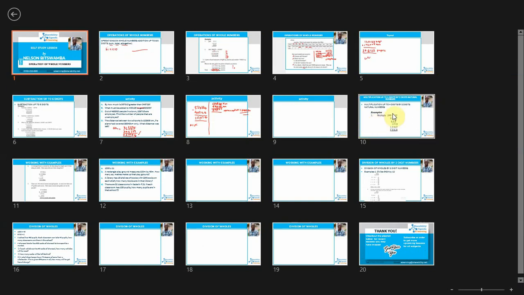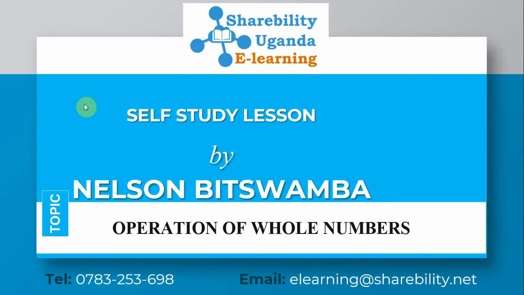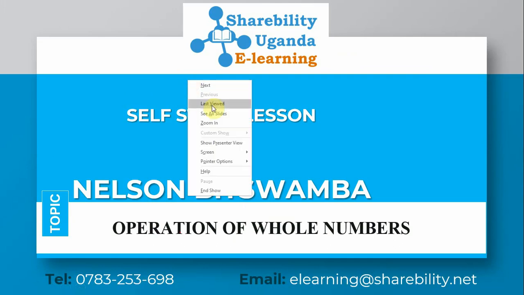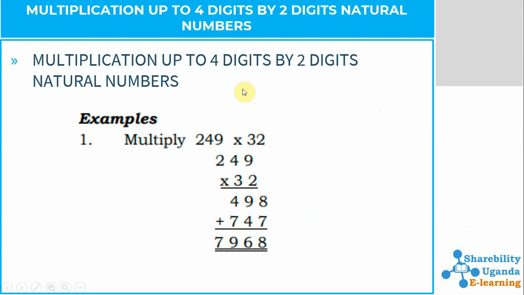So in today's video, I'm going to be introducing to you one of our topics as far as whole numbers. We shall be able to look at multiplication up to 4 digits by 2 digits. They give you 2 digits and you multiply them, or they give 4 digits and you multiply them. Those are going to be our natural numbers.